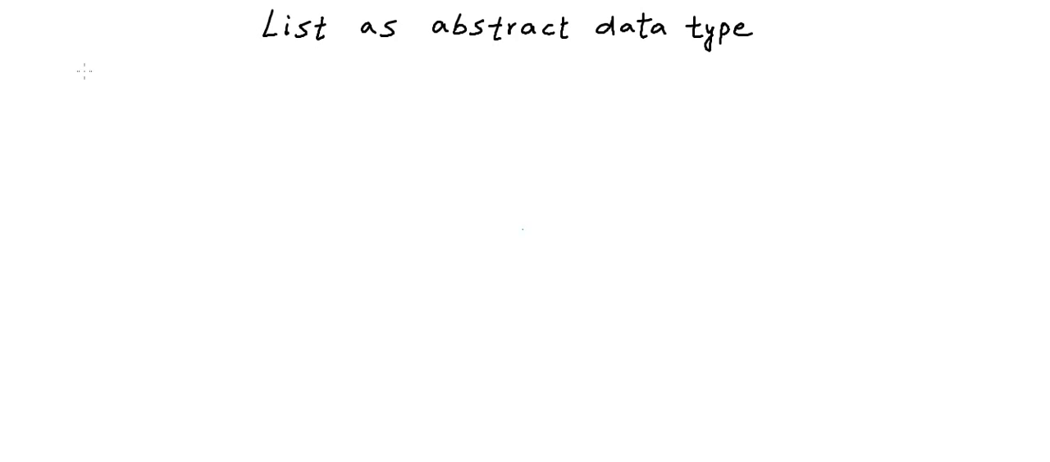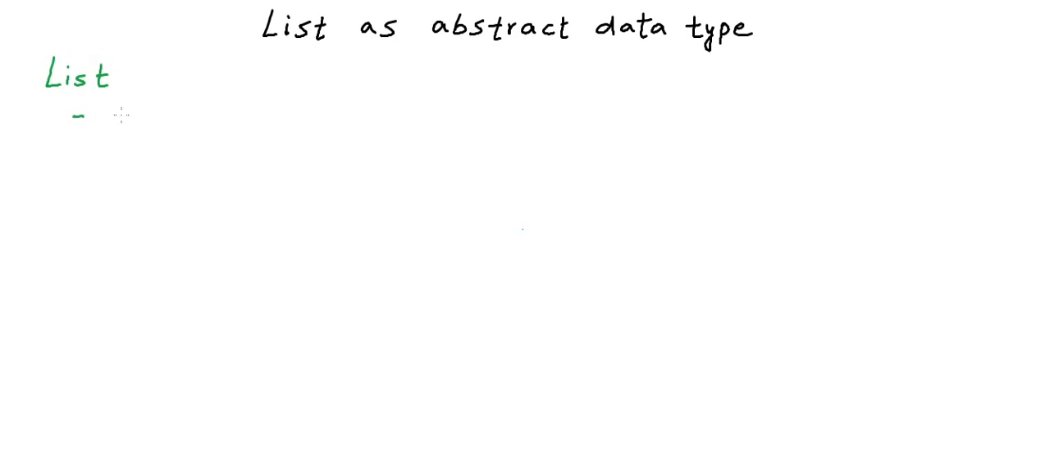We can have a list of words, we can have a list of names, or we can have a list of numbers. So let us first define list as an abstract data type. When we define an abstract data type, we just define the data that we'll store, and we define the operations available with the type, and we do not go into the implementation details.